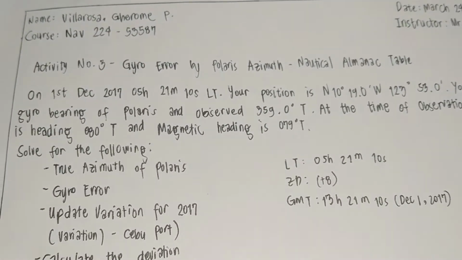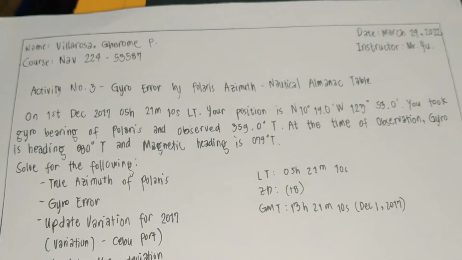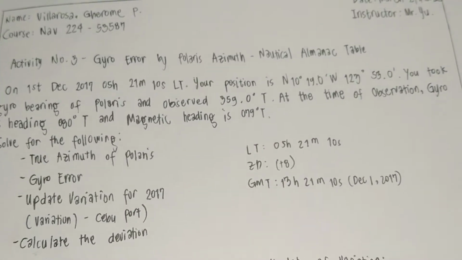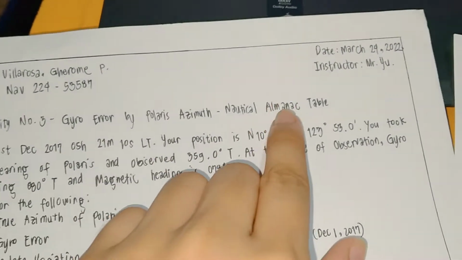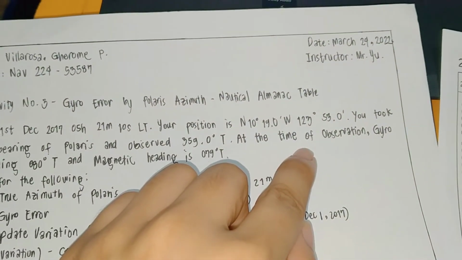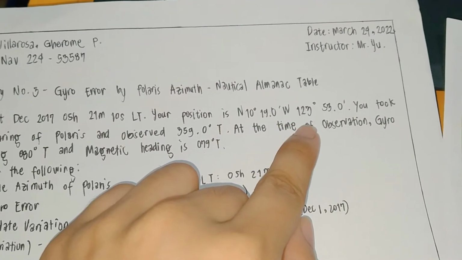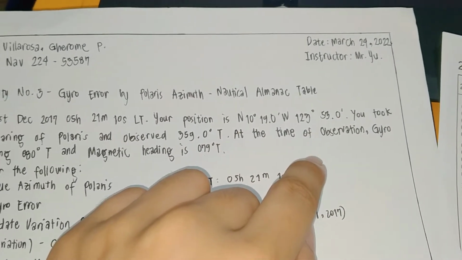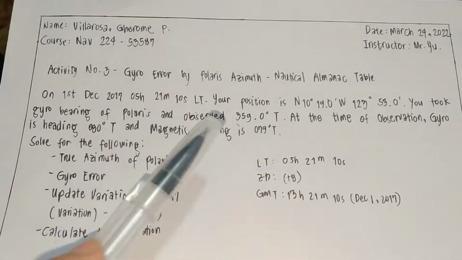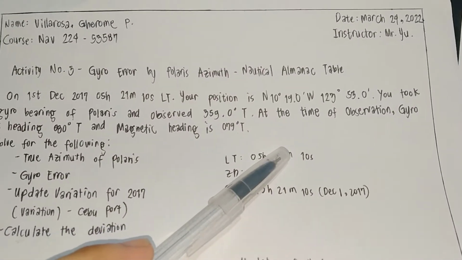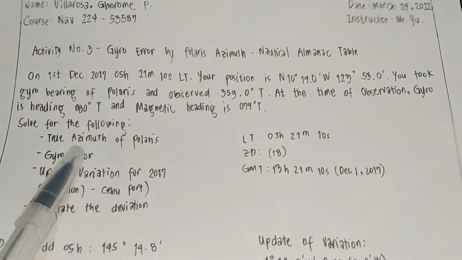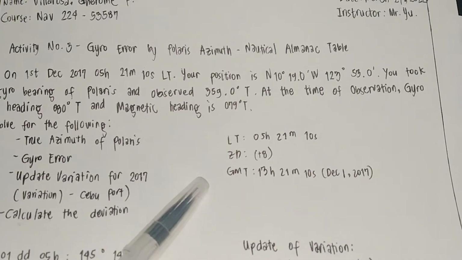on the 1st of December 2017, we do have our local time, which is 5 hours 21 minutes 10 seconds. So our position is north 10 degrees 19.0 minutes, west, and then our longitude is 123 degrees 53.0 minutes. So we took a gyro bearing of Polaris and observed 359.0 degrees. At the time of observation, our gyro heading is 80 degrees true, or 80 degrees, and our magnetic heading is 079 degrees.